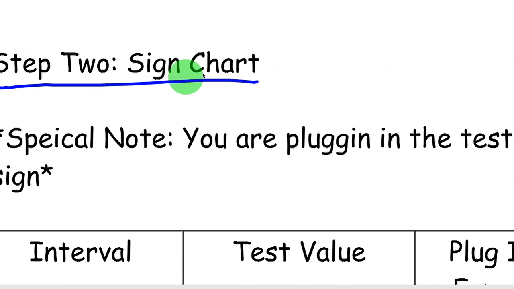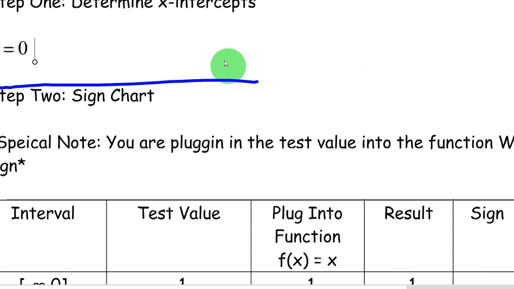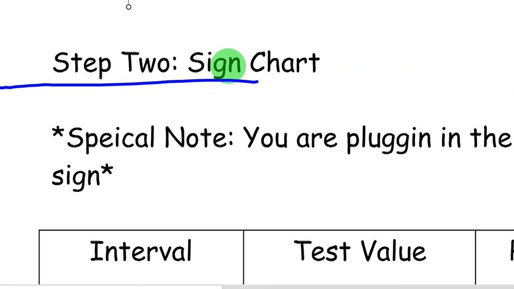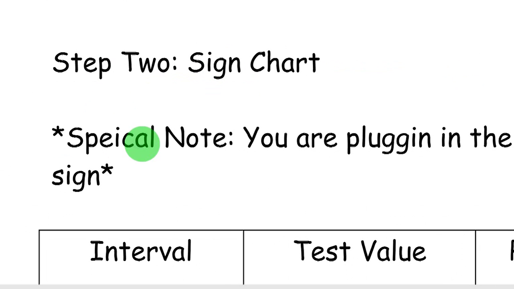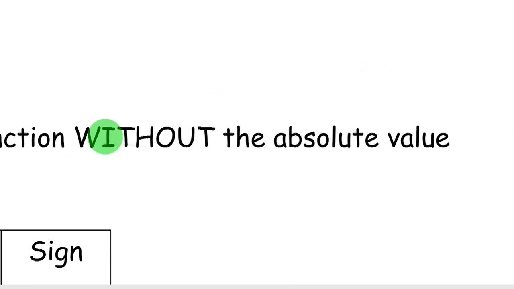All right, step 2, we're going to come up with a sign chart. Now, what is a sign chart? It just tells you whether the function is positive or negative on any given interval. Let's read what I've got written right here. A special note: you are plugging the test value into the function without the absolute value.